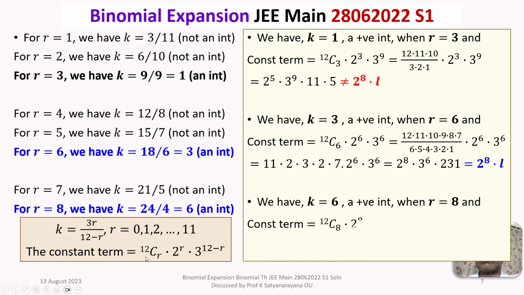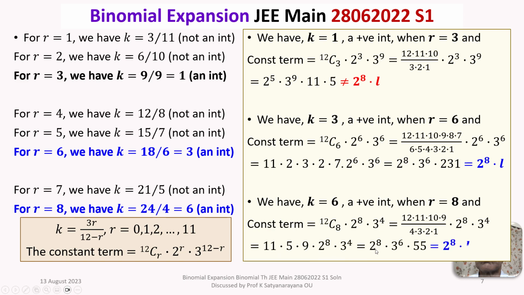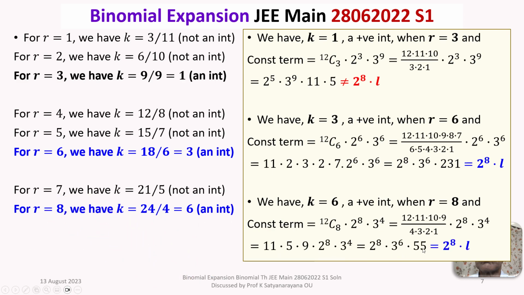And so in this formula, put r is equal to 8, that is 12C8, 2 power 8 into 3 power 12 minus 8, that is 4. And simplify, you will get 2 power 8 into 3 power 6 into 55, which is an odd integer. So L is an odd integer, and this is the one.